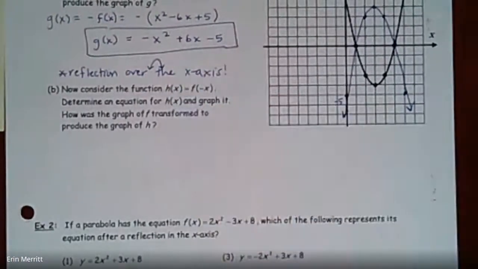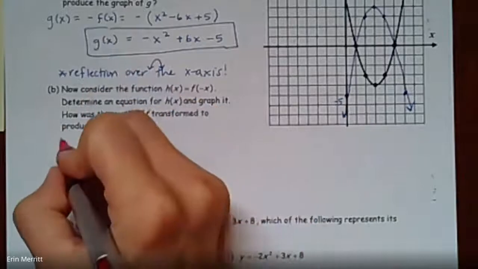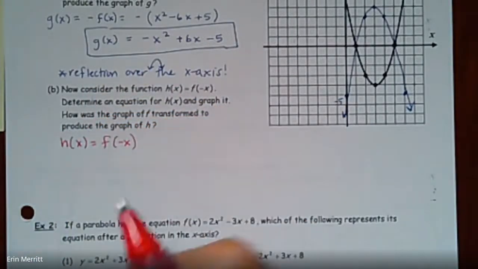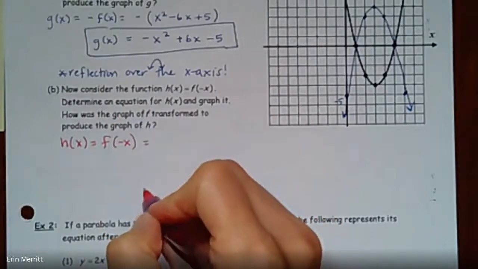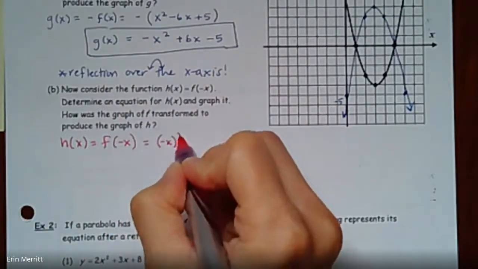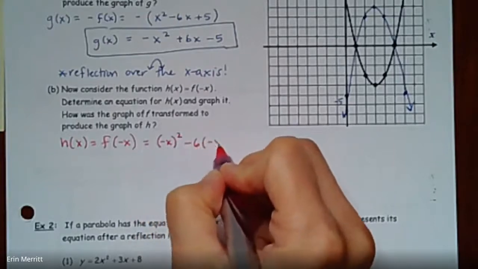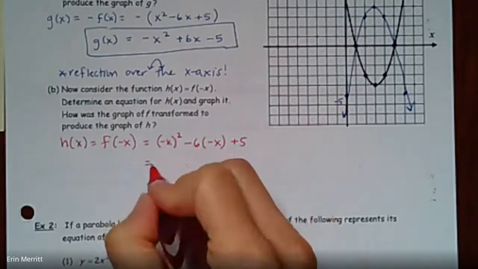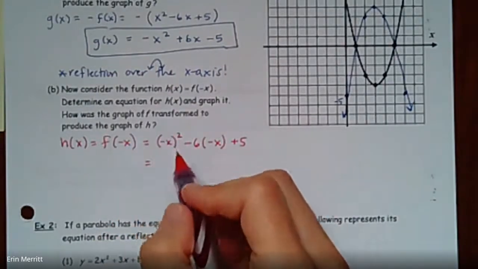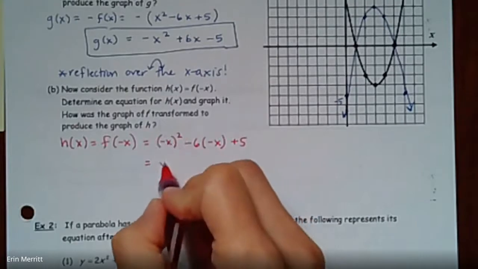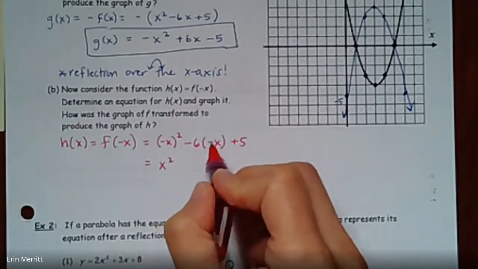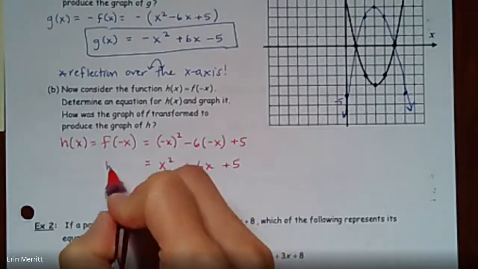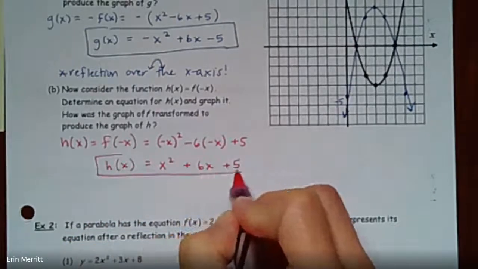So the second part, when it says now consider the function h of x equaling f of negative x, same as we did last time. Everywhere there's an x, you're going to put negative x in. So it's now negative x quantity squared minus 6 times negative x, and then plus 5. When you take and square something negative, it will always come out positive. Negative 6 times negative x becomes positive 6x, and then plus 5. That is our h of x function.